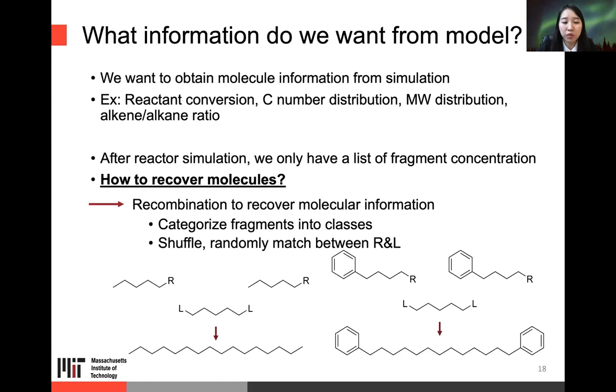So now we have to do the final step, which is called fragment recombination. The idea is to categorize all the fragments into different classes. Basically, we will try to reattach every fragment with R to another fragment which has the cutting label L on the other side. So after reattaching all the fragments in the system, we will have all the molecules back.